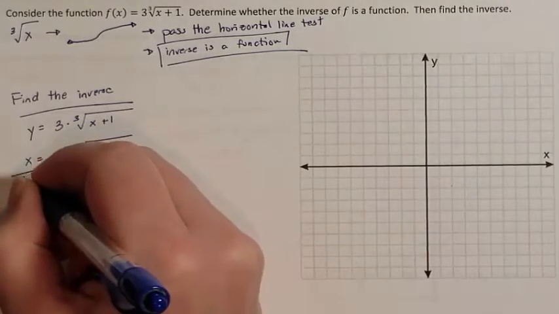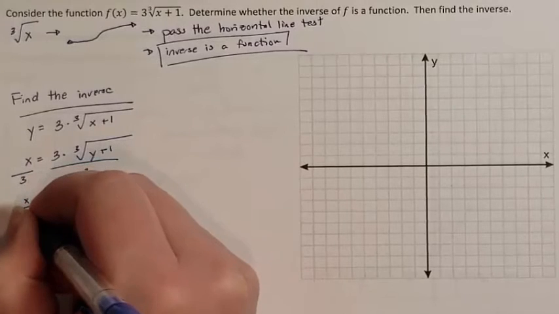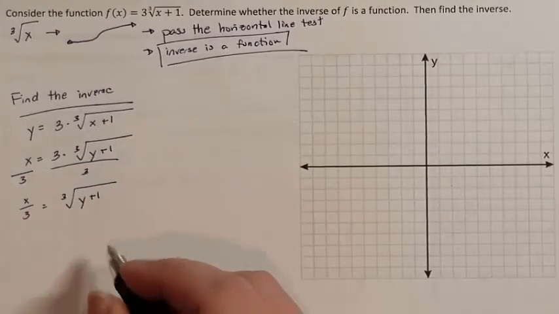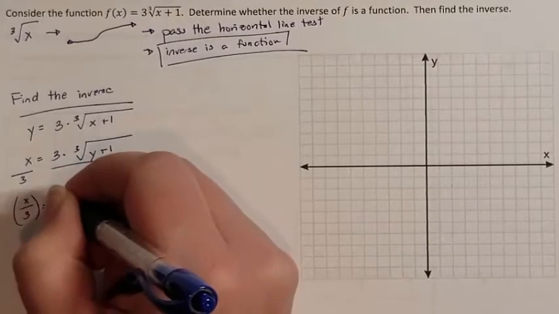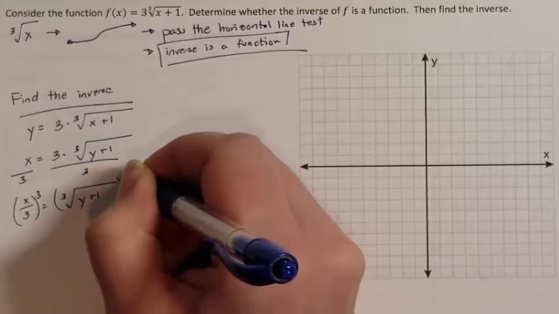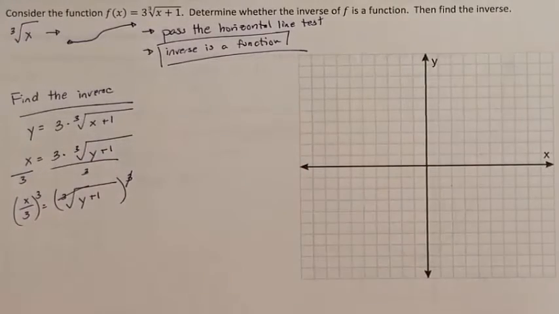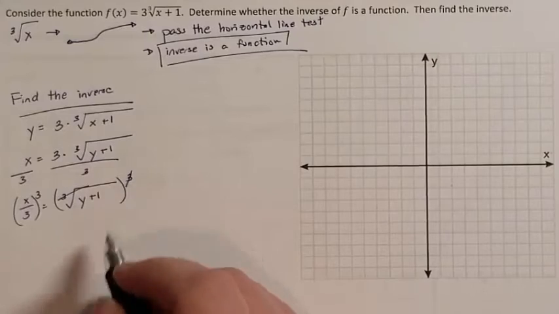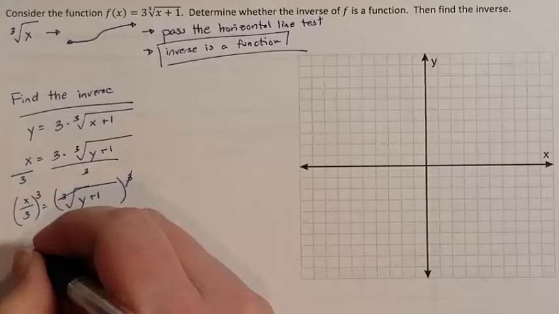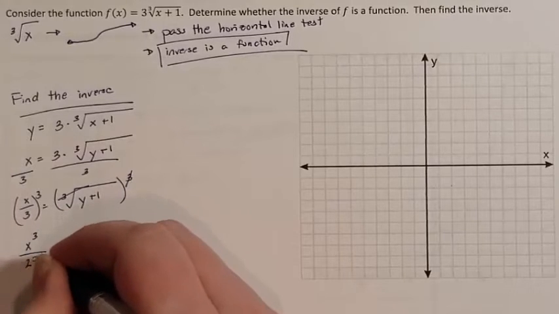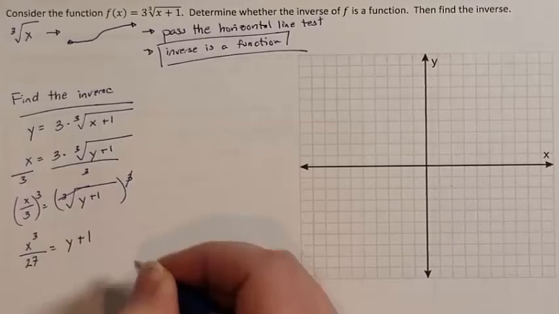So I'm going to divide both sides by 3. I have x over 3 equaling the third root of y plus 1. If I have a third root, I need to raise each side to the third power, because the 1/3 root times the 3 exponent would cancel each other out. This would have been x to the third all over 3 to the third, which is 27, equals y plus 1.